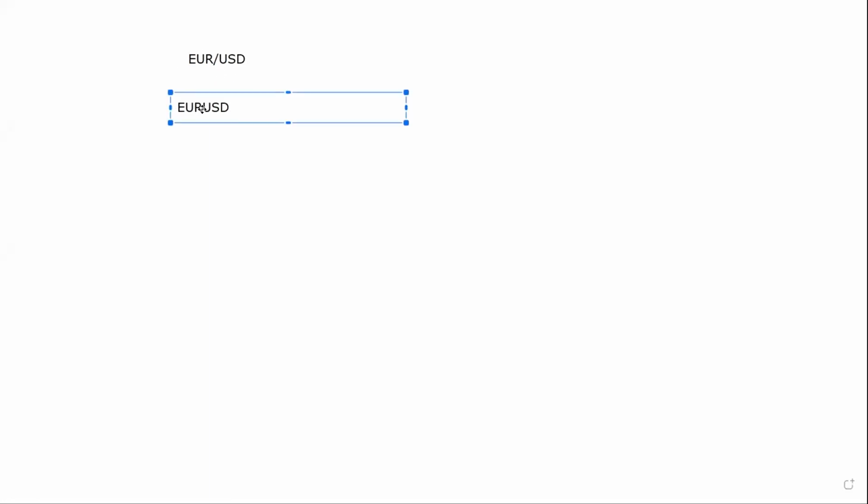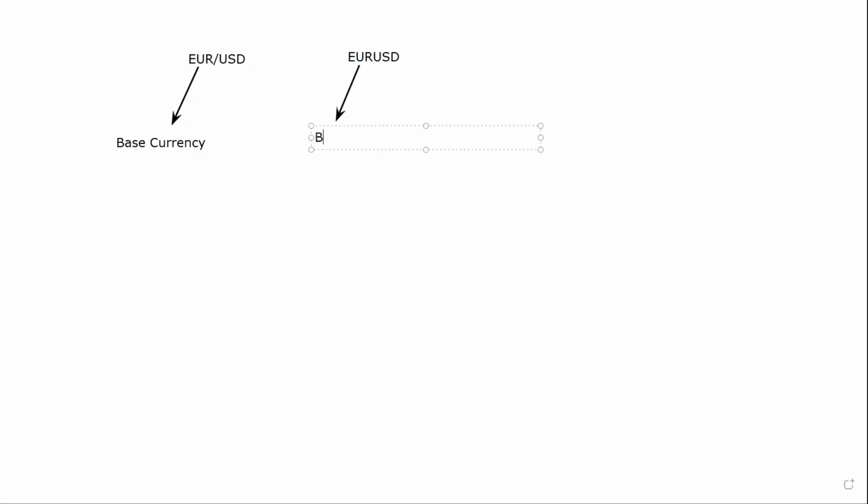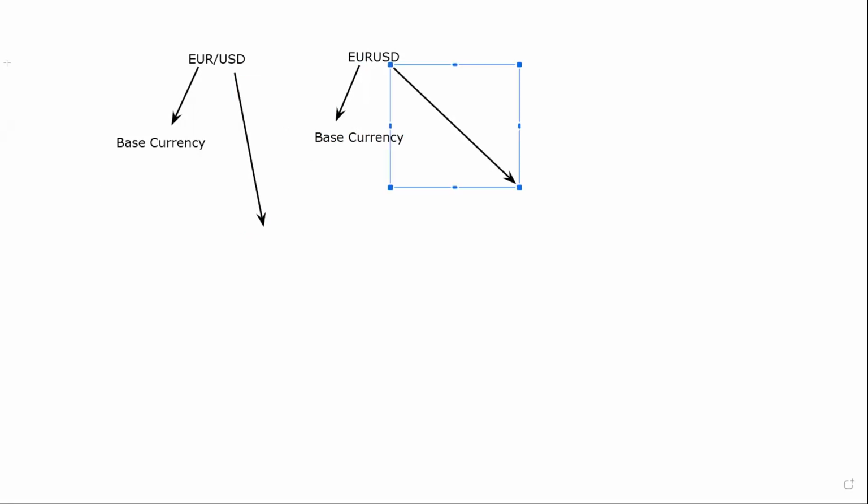Now, what is the base currency here? Remember that we have to highlight the first currency in euro US dollar, which is this one. This is known as the base currency. Remember that the first currency in the exchange rate is known as the base currency. And the second currency in the exchange rate, which is US dollar, is known as the code currency.